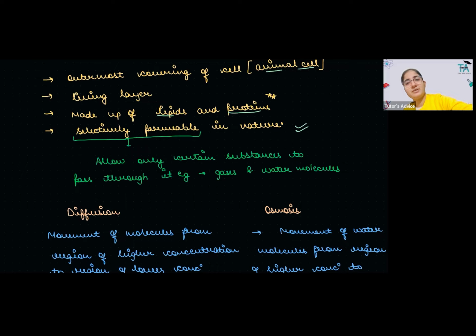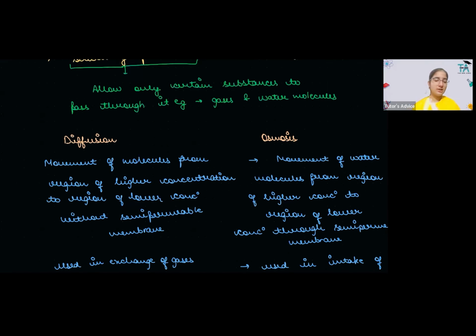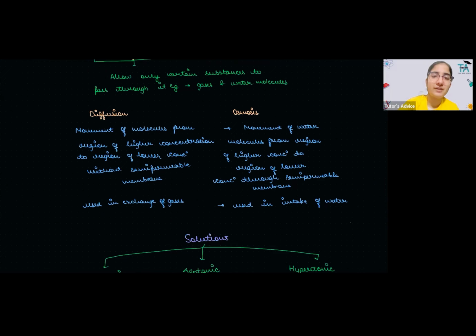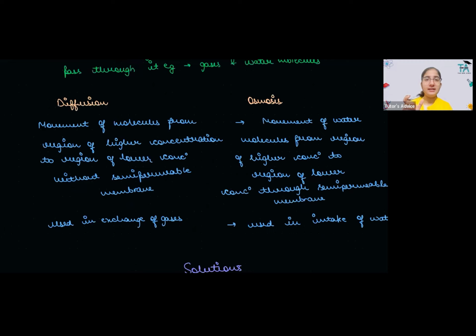Then we have the difference between diffusion and osmosis. What is the difference between diffusion and osmosis? In both of them, the molecules are moving from a region of higher concentration to a region of lower concentration. But in the case of diffusion, there will be no interference of a selectively permeable membrane. It's just molecules moving in the air or in whatever state they are in, and no semi-permeable membrane interferes in their movement. In osmosis, we have the movement, but the movement is through a semi-permeable membrane.